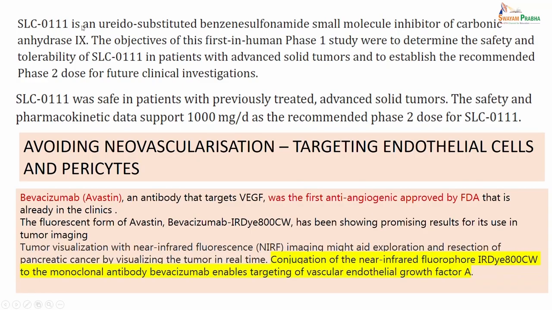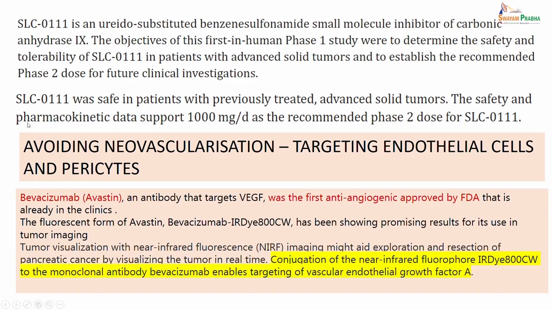This SLC-011 is actually a uridosubstituted benzene sulfonamide small molecular inhibitor of carbonic anhydrase 9. Just like acetazolamide, this particular small molecular inhibitor also works against carbonic anhydrase 9. The objectives of the first-in-human, that is phase 1 study, were to determine the safety and tolerability of this small molecular inhibitor in patients with advanced solid tumors, and to establish the recommended phase 2 dose for the future clinical investigation.